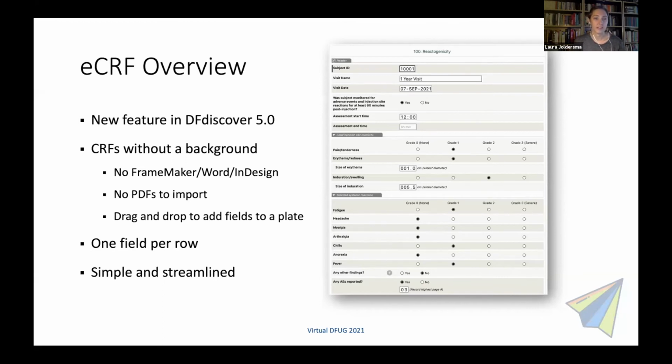So basically when I say eCRF in the context of DFdiscover, that's a CRF without a background. Obviously a CRF with a background can be an electronic CRF, but for DFdiscover, the eCRF has no background. So you don't have to first design your CRF in FrameMaker or Word or InDesign or whatever tool you're using, and you don't have to import those PDFs into DF Setup. Instead, you're just adding the fields directly to a plate, and then those fields get displayed one per row on the CRF. So that results in a nice, simple and streamlined CRF.